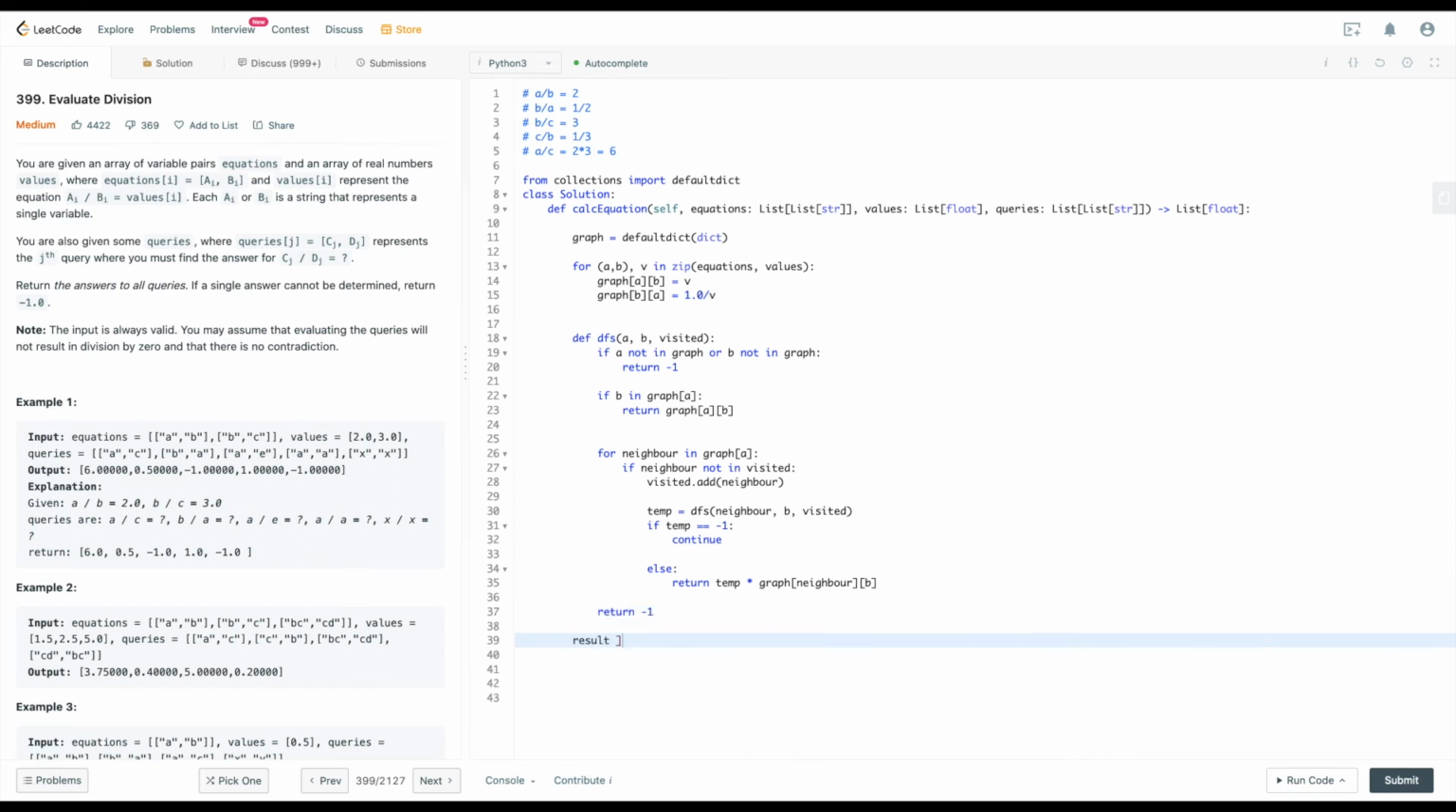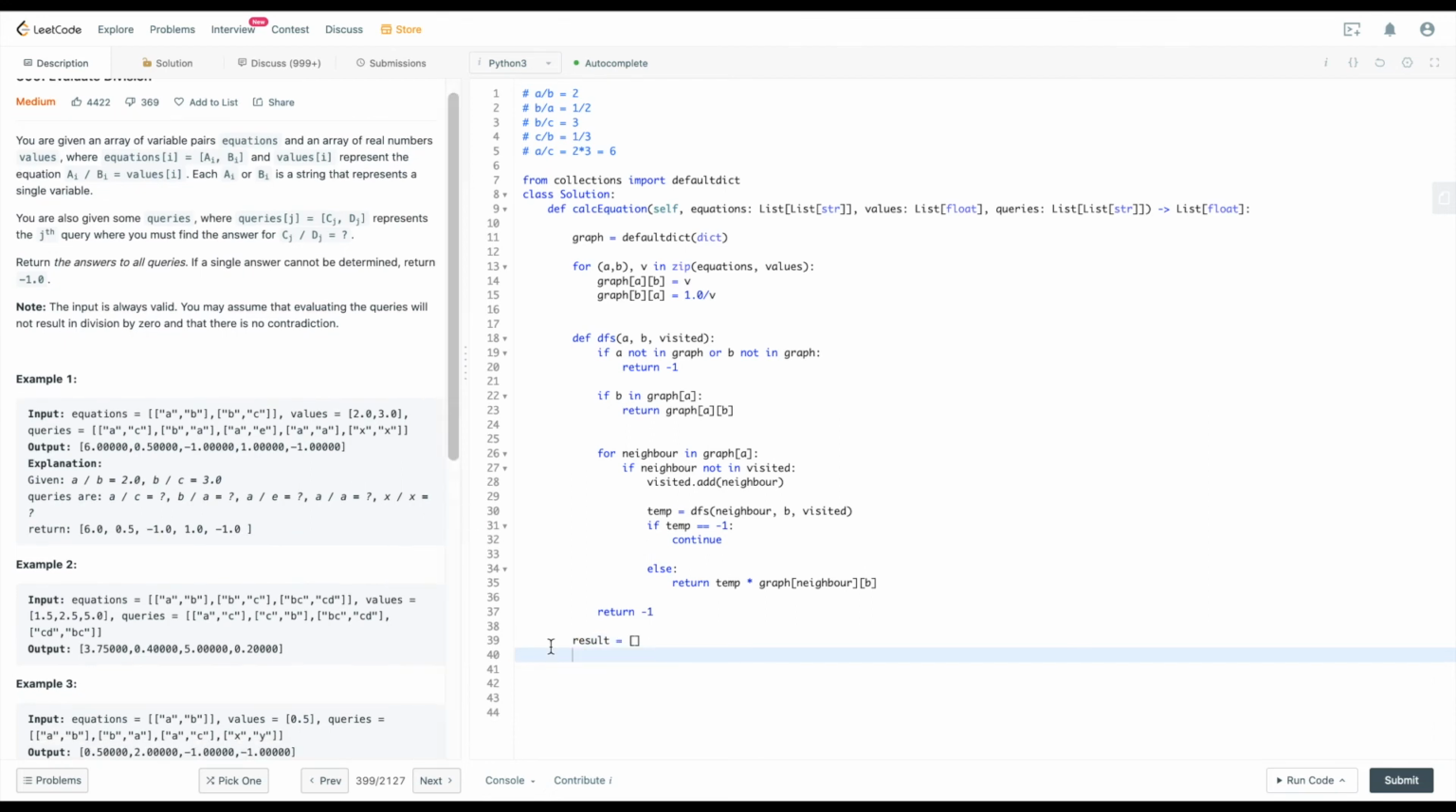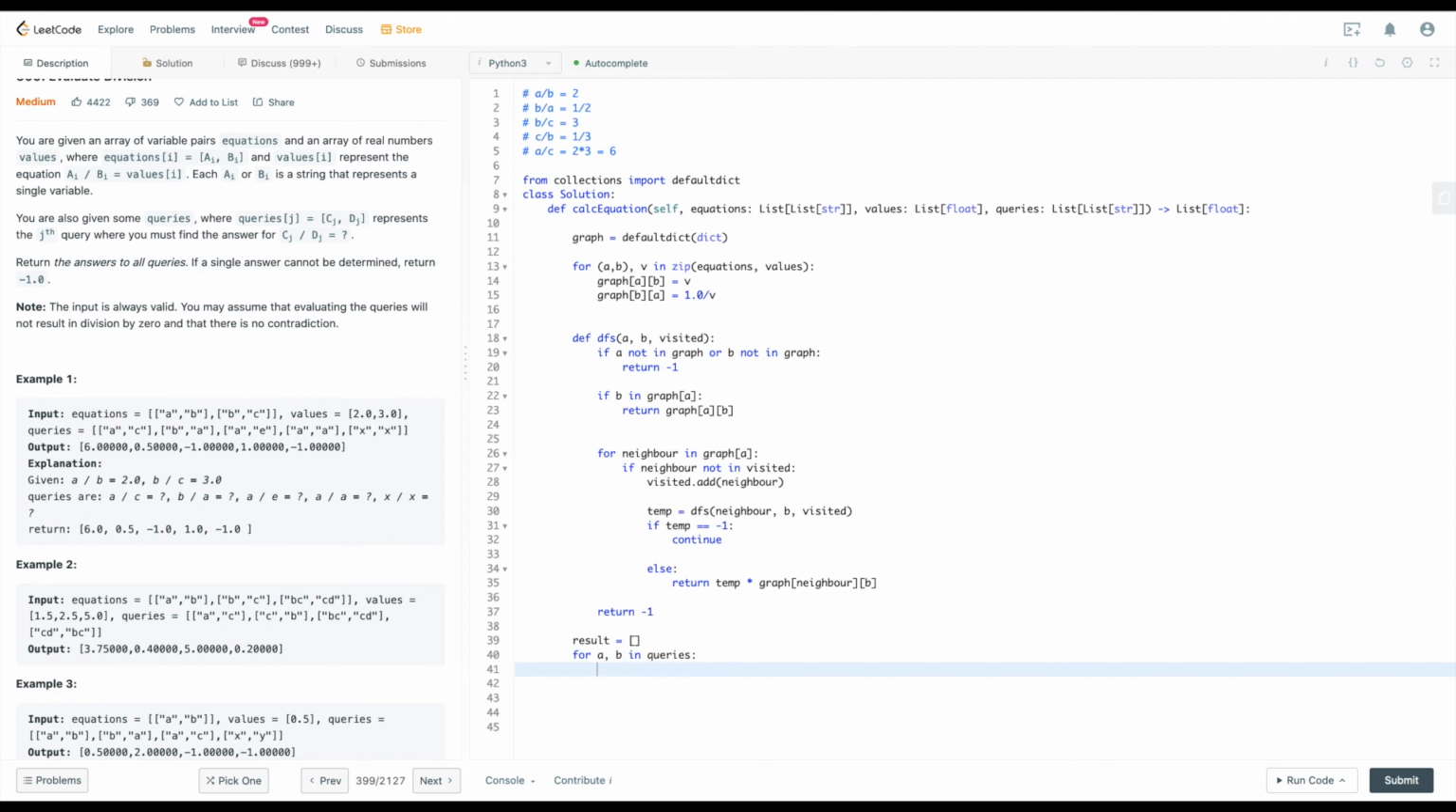And now we can actually put in the query. So result is an empty list, for A, B in queries, we can call our DFS. So DFS(A, B, and then an empty set), and then we can do result.append of this, and then in the end we return our result.